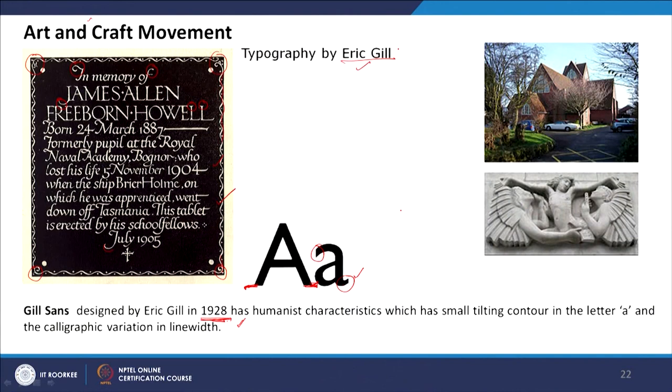And some of the sculptures of Eric Gill and his only completed building, which again you will see follows a similar style, with a pitched roof and other things added on top of it. So this also comes under the Arts and Crafts movement.